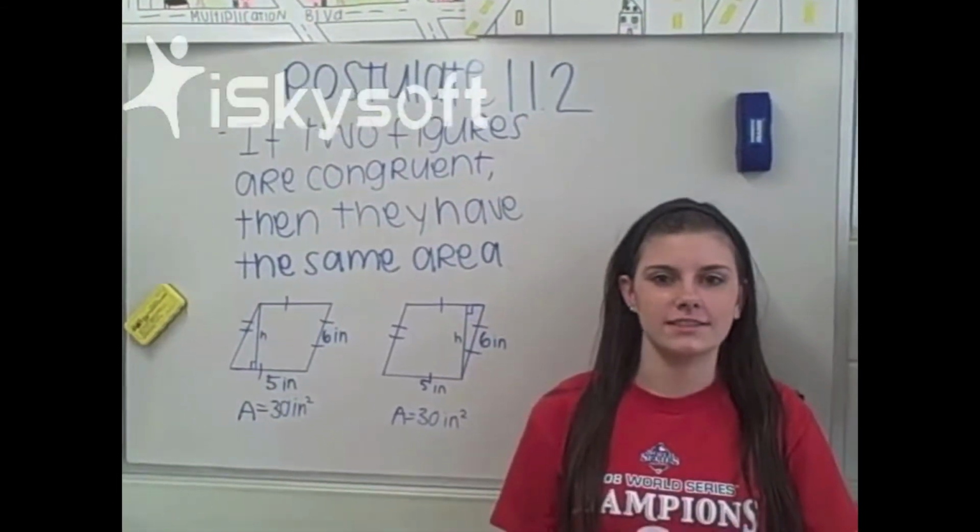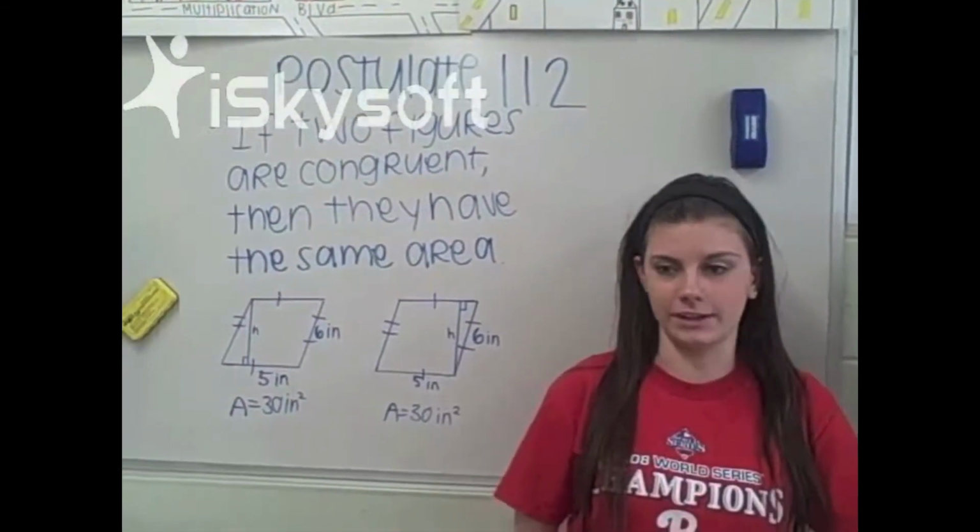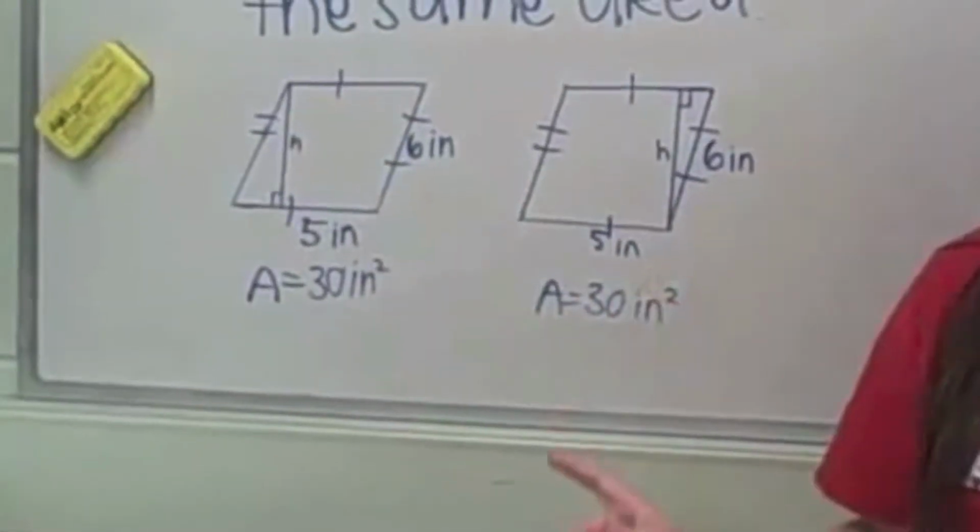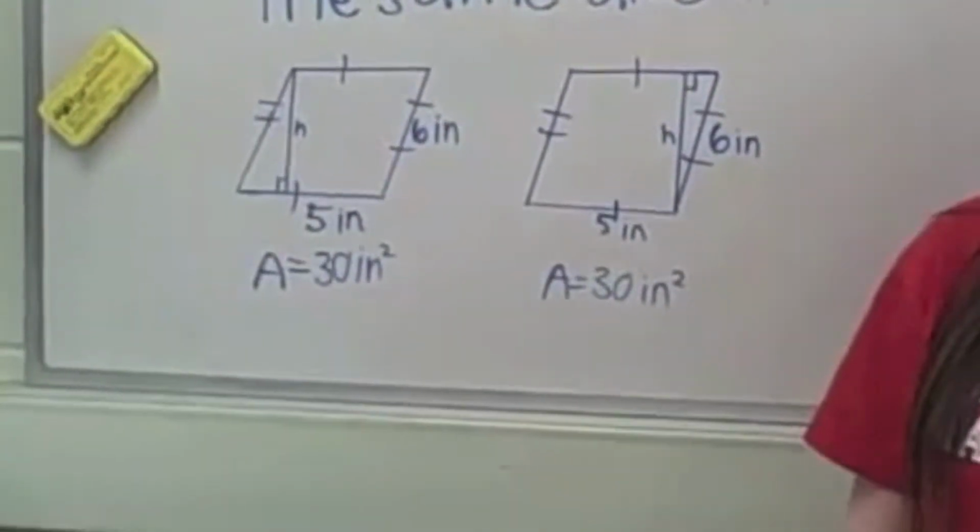Postulate 11.2 says that if two figures are congruent, then they have the same area, meaning that because these measurements are the same, they each have an area of 30 inches squared.